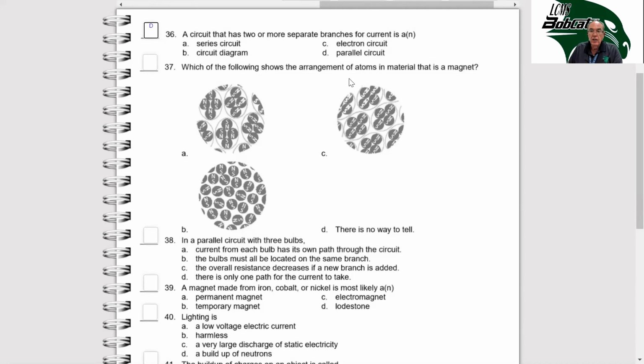Okay, which one of the following shows the arrangement of atoms in a magnetic material that is a magnet? Well, these are jumbled up, so E is wrong. A, you can see we've got a south and a north. Here we've got a north and a south pointing sideways. So these are not all aligned in the same direction. These are all aligned with the north and south going across, all in the same direction. So C would be correct. The domains are all aligned in a magnet.